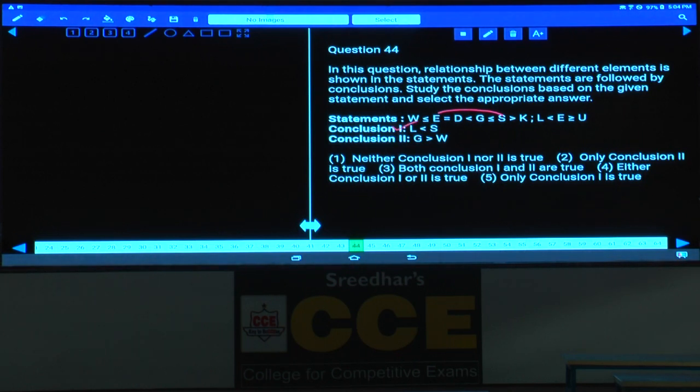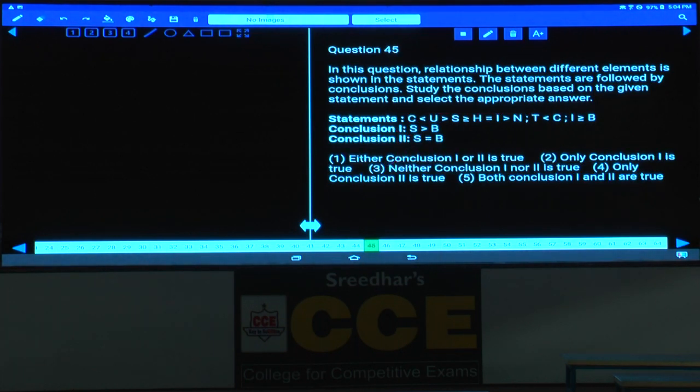Then coming to the second one, G and W. Between W and G, lesser than or equals to, lesser than. W lesser than G, G greater than W is also true. Hence both the conclusions follow. Both 1 and 2, it is given in choice 3.